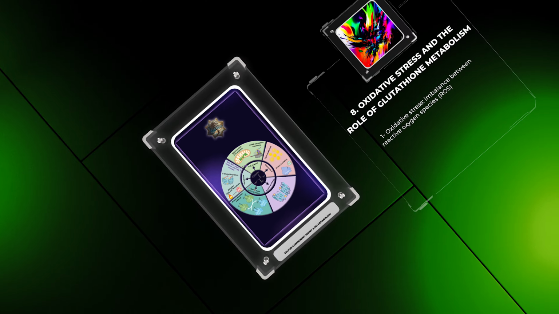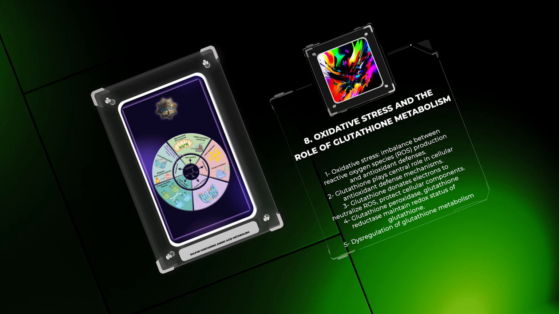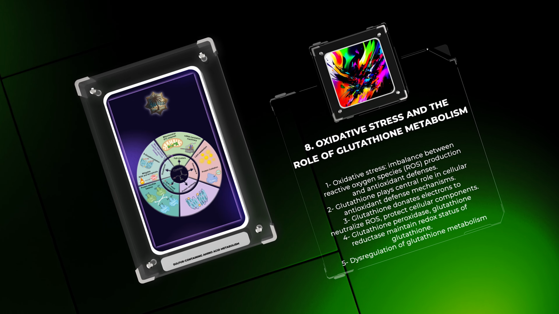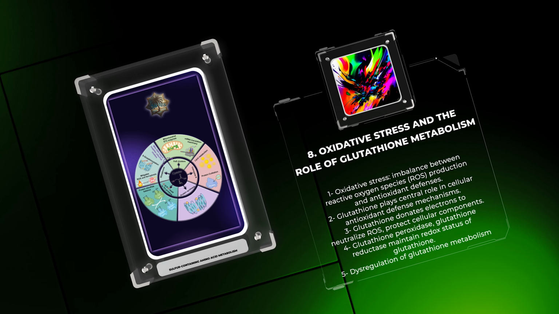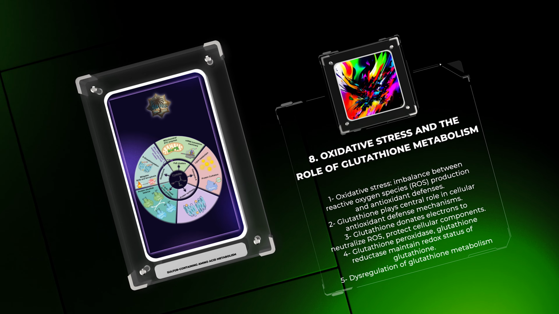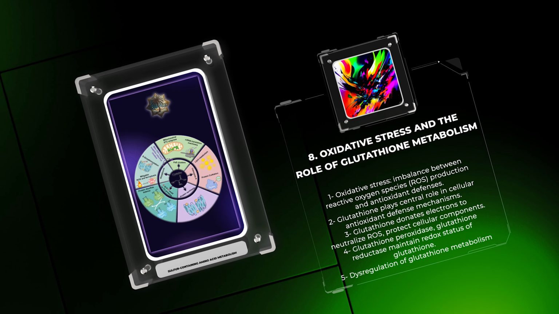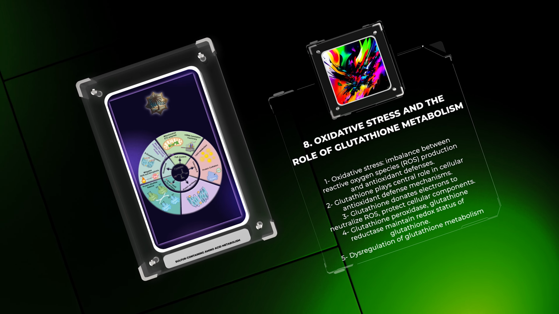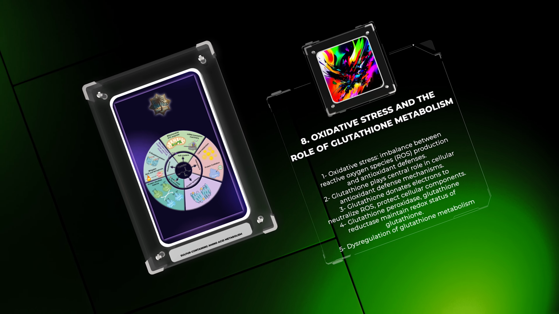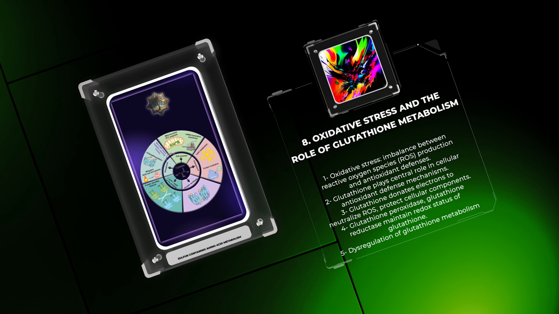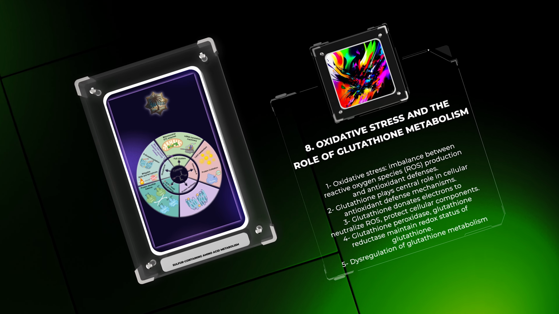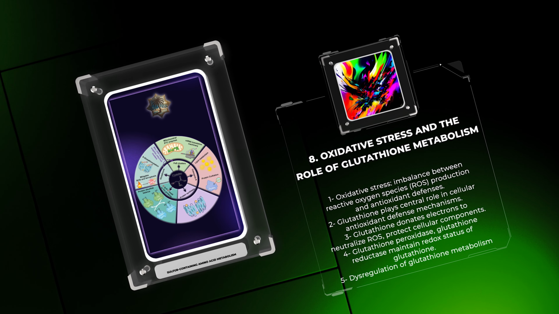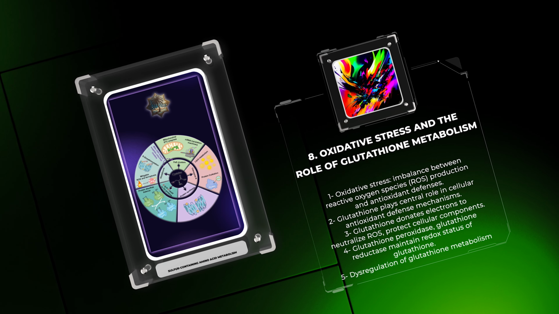Oxidative stress, characterized by an imbalance between reactive oxygen species, ROS, production and antioxidant defenses, has been implicated in numerous pathological conditions. Glutathione, a tripeptide composed of glutamate, cysteine, and glycine, plays a central role in cellular antioxidant defense mechanisms. Glutathione acts as a reducing agent, donating electrons to neutralize ROS and protect cellular components from oxidative damage. Glutathione peroxidase and glutathione reductase are enzymes involved in maintaining the redox status of glutathione.